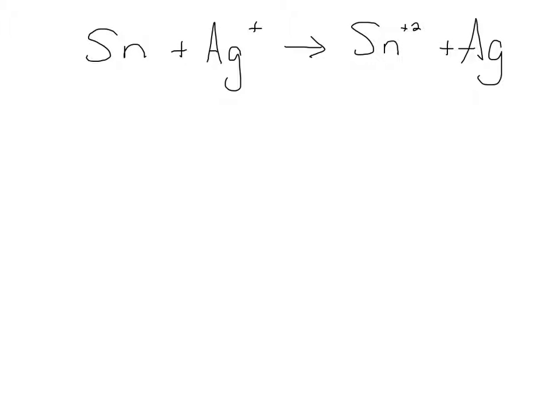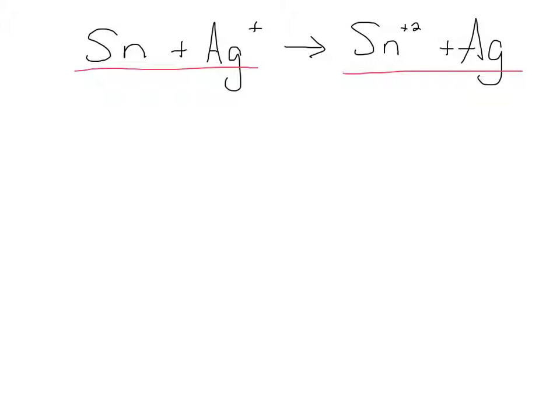Looking at this equation, if we only look at the number of atoms, it looks like it's balanced. We have 1 tin atom on the left, 1 tin ion on the right, 1 silver ion on the left, and 1 silver atom on the right. However, if we think about conservation of charge, the total charge on the left-hand side is +1, and the total charge on the right-hand side is +2. So the law of conservation of matter is conserved, but not the law of conservation of charge.